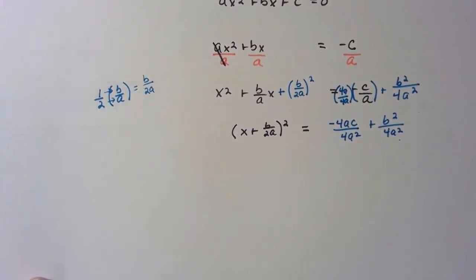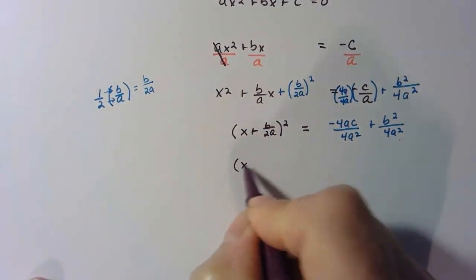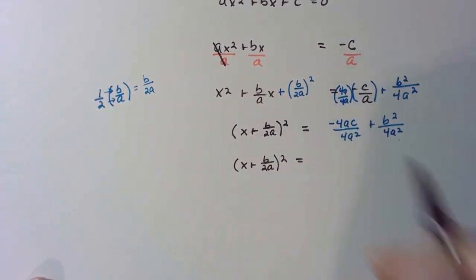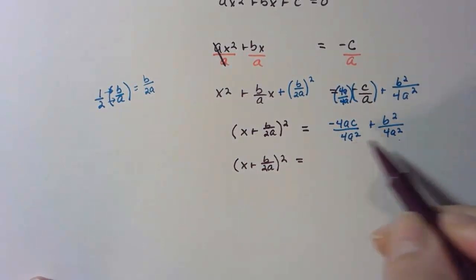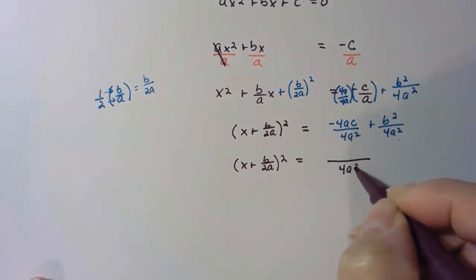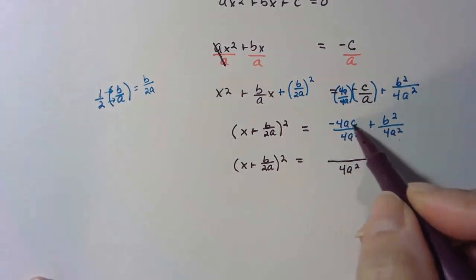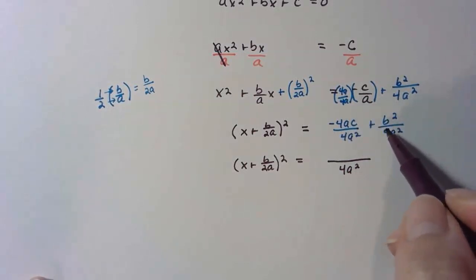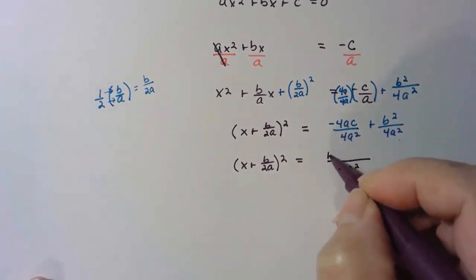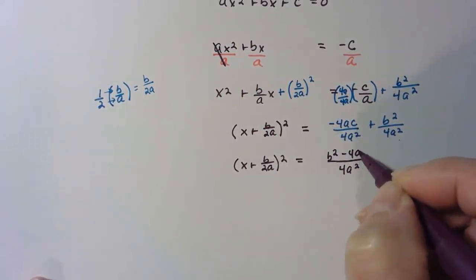So I still have some cleaning up to do on the right-hand side, so I'm just going to rewrite this over here. And over here, I'm going to clean it up. Since my denominators are the same, I've got this common denominator, 4a squared. And now I could write this as negative 4ac plus b squared, but rather than that, we don't like to write numerators with the negative hanging out, so I'm just going to rearrange and write it like this.